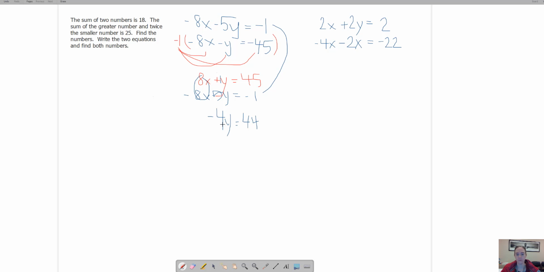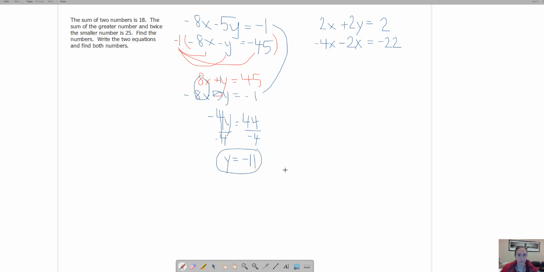Now I just have this one little equation to finish solving to see what my y equals. I'm going to divide both sides by negative 4, because it's multiplying, so I have to do the opposite. So my y equals 44 divided by negative 4, which is negative 11. So that's my y. But remember, we still have to find the other half, which is the x.